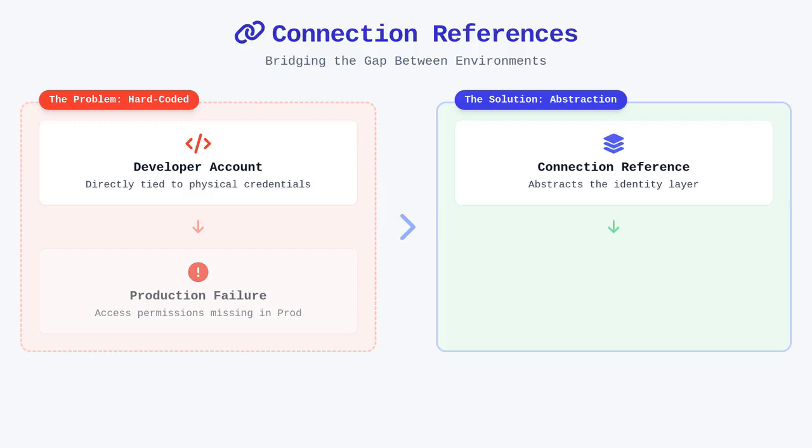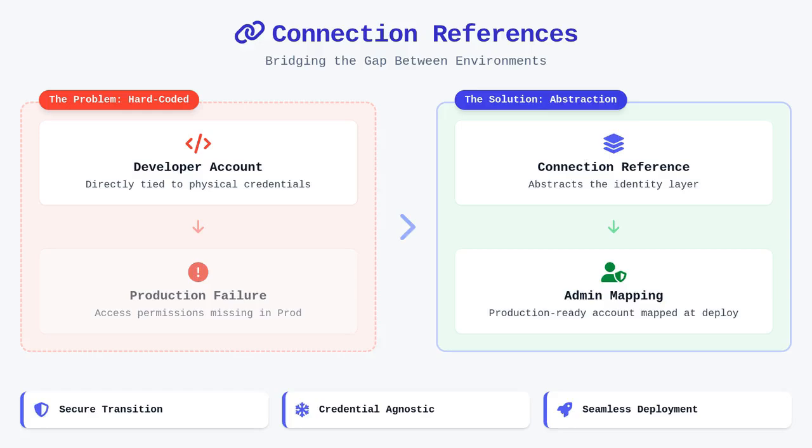When you build your cloud flow or desktop flow, you select the connection reference rather than a physical connection. This allows the administrator to map the reference to a legitimate, production-ready account during deployment. Because the underlying flow logic only knows about the reference name, it remains agnostic of the specific credentials, ensuring that the transition between environments is seamless and secure.